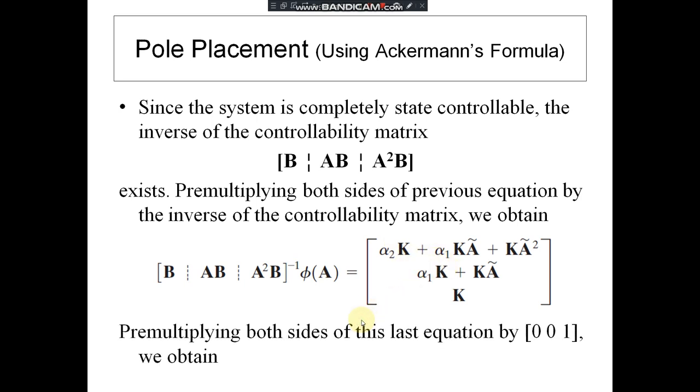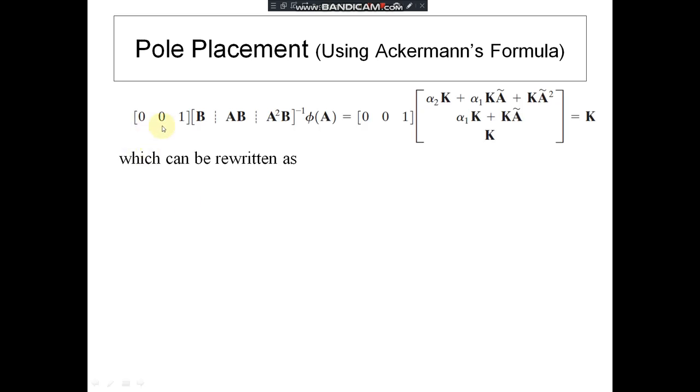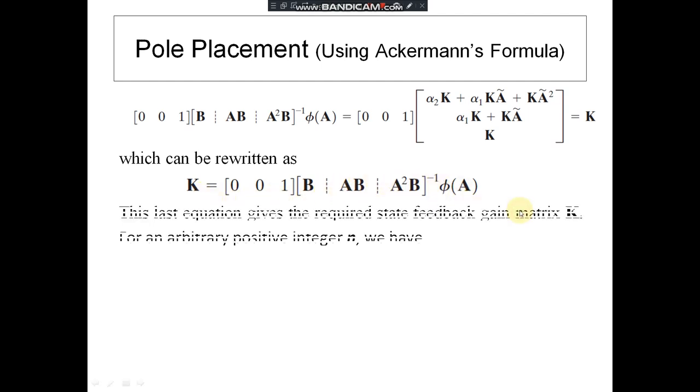Then again, pre-multiplying both sides of this equation by a row matrix [0 0 1], we obtain [0 0 1] multiplied by [B AB A²B] inverse into phi of A, which is equal to [0 0 1] into the matrix, which after multiplication gives only K. Therefore, this equation can be rewritten as K is equal to [0 0 1] [B AB A²B] inverse into phi of A. This last equation gives the required state feedback gain matrix K.